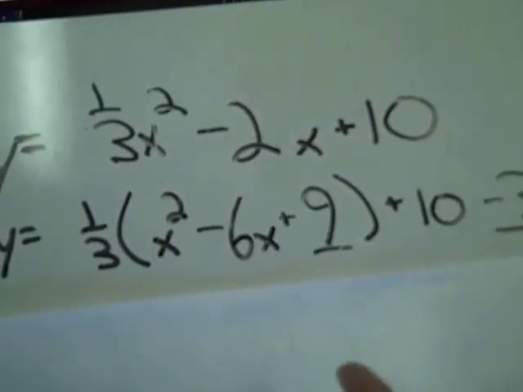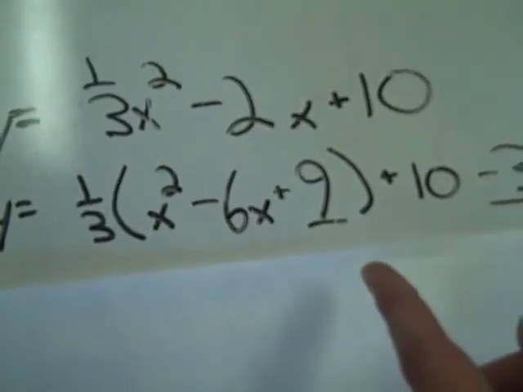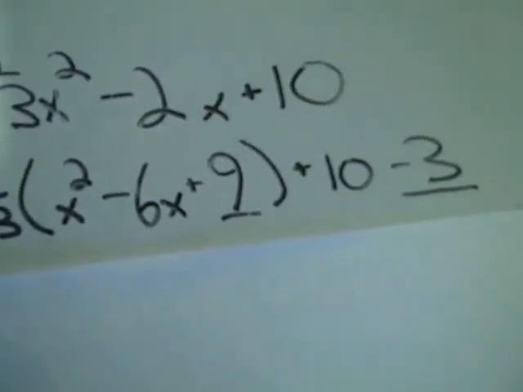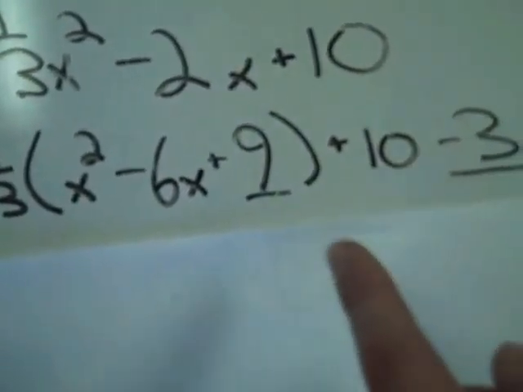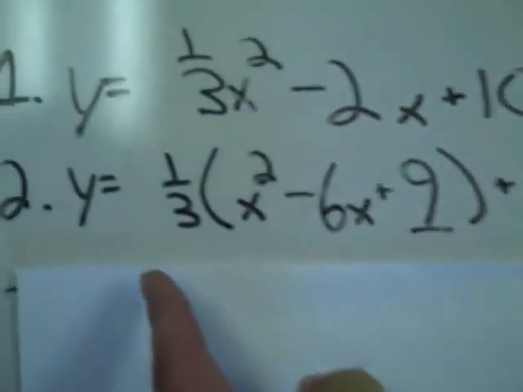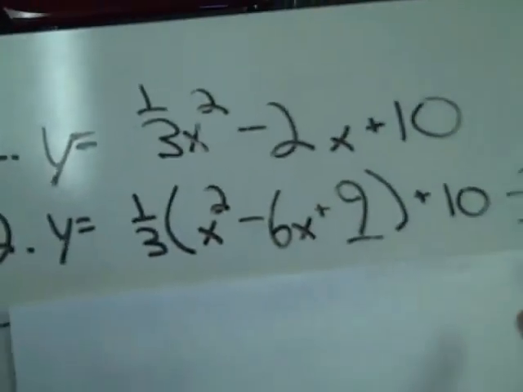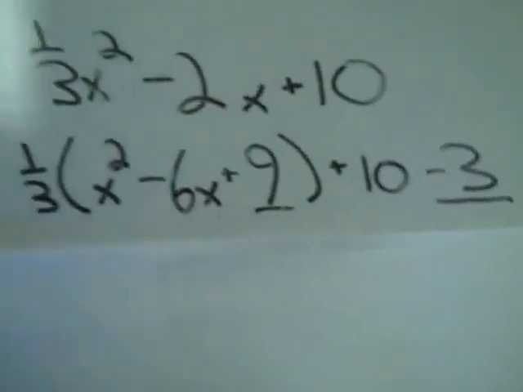Then you take half of 6 and square it, so you're adding 9. And you have the plus 10 at the end. Since you added 9 here, you multiply that by 1/3 and subtract it from the 10. 9 times 1/3 is 3, so you get 10 minus 3.